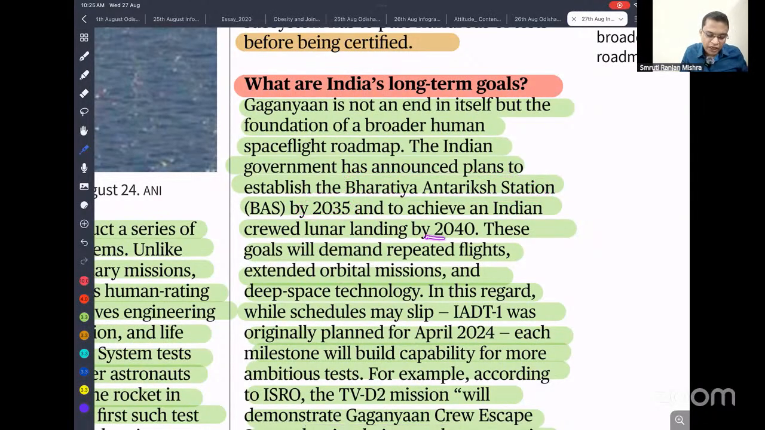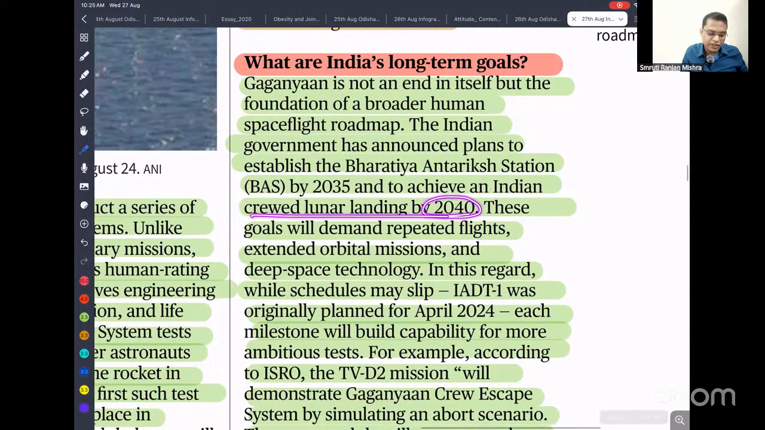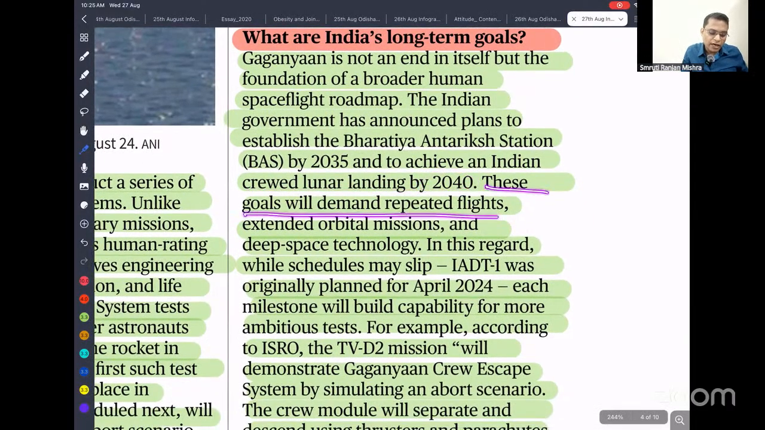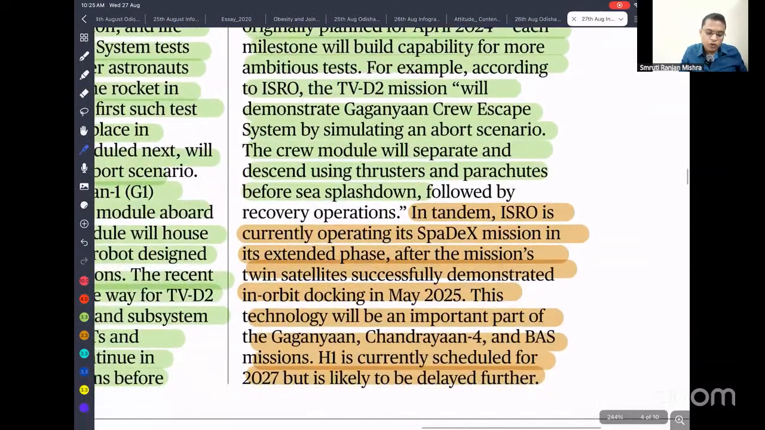And we are also planning to land on the moon by 2040. These goals will demand repeated flights, extended orbital missions, and deep space technology. In this regard, while the schedule may slip, we are working on these missions to ensure they are successful.